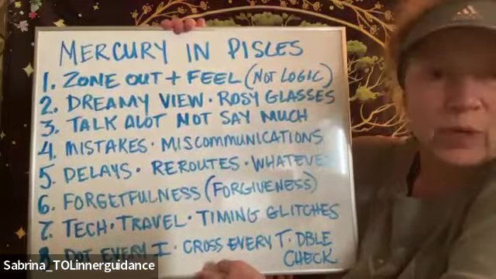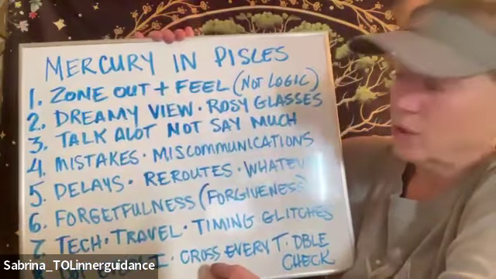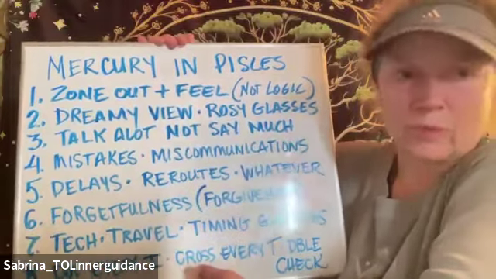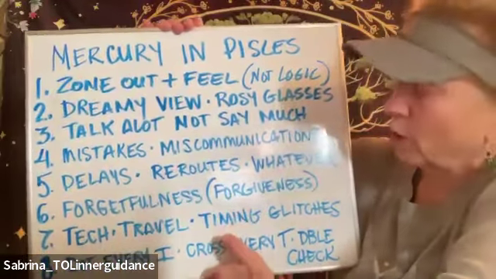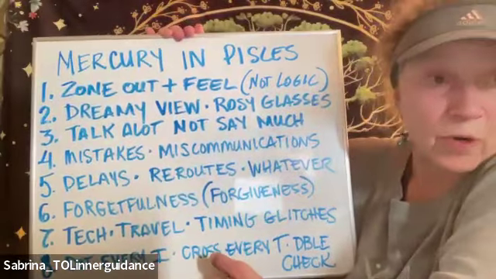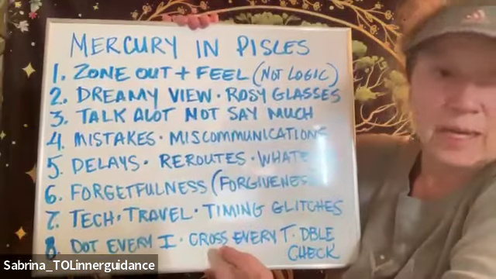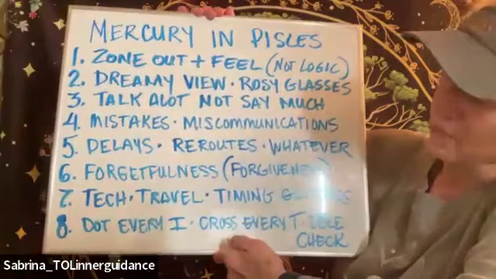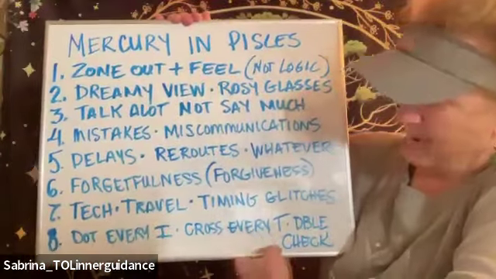So during Mercury retrograde, there can be mistakes and miscommunications. There can be delays, rerouting, and everybody throwing their hands up in the air and saying whatever. Whatever is a really good Mercury in Pisces word. There can be forgetfulness, which is going to require forgiveness, which Pisces is super great at. So this is going to be involved around technology, the internet, travel, timing glitches. So this is why I say on here, dot every I, cross every T, and double check any contract.